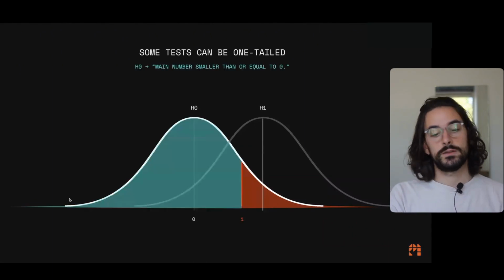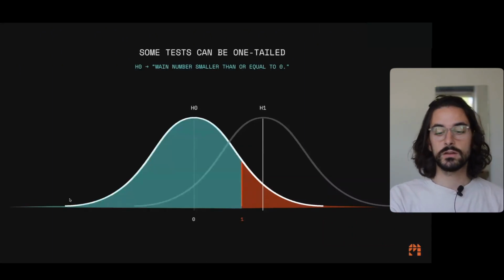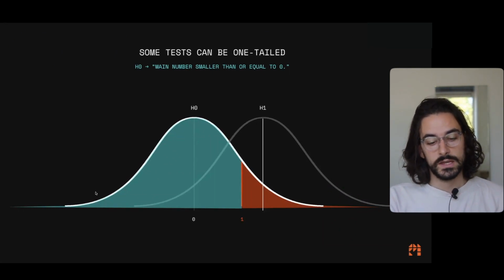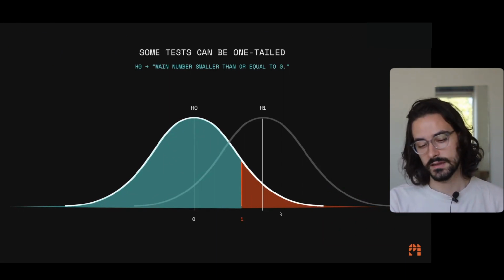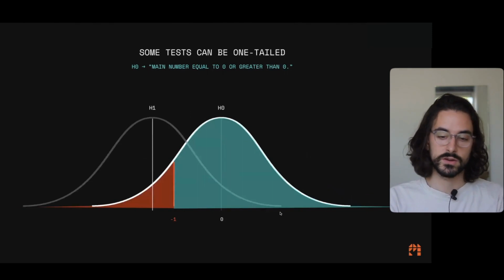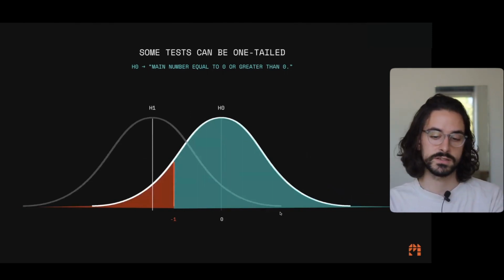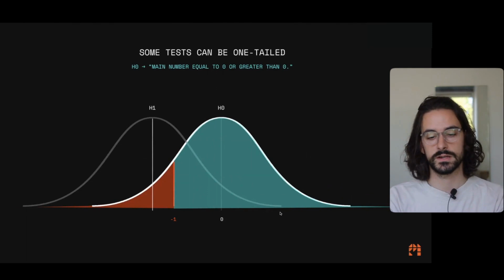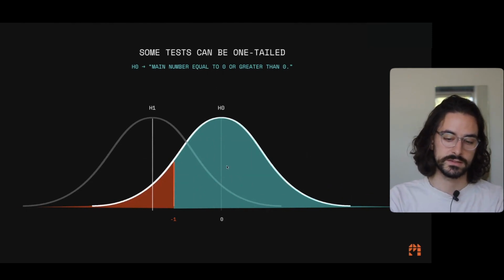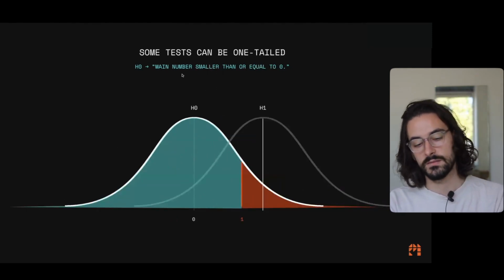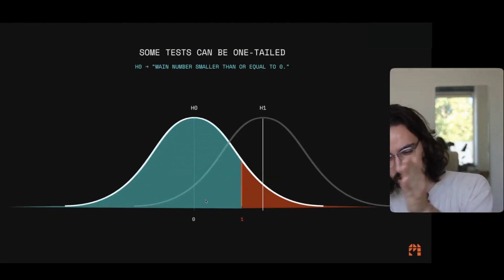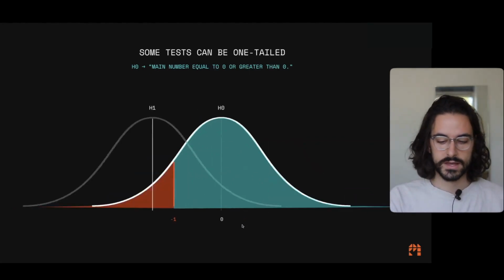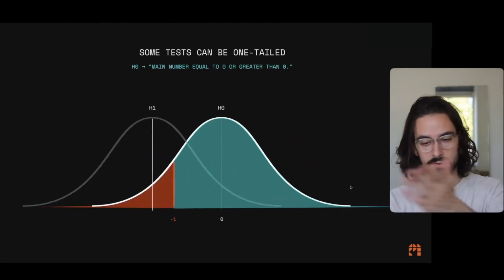Some tests can be one-tailed though. So the mean number is smaller than or equal to 0. So it's a situation in which you can only expect the number to increase. And then the tail is only on one side. Or on the other side, it could also decrease, for example. Okay, the mean number is equal to 0 or greater than 0. This is how you write this null hypothesis. You write the mean number is smaller than or equal to 0, because it's scanning all the possibilities up to this critical value, or from the critical value and up, all the way up.